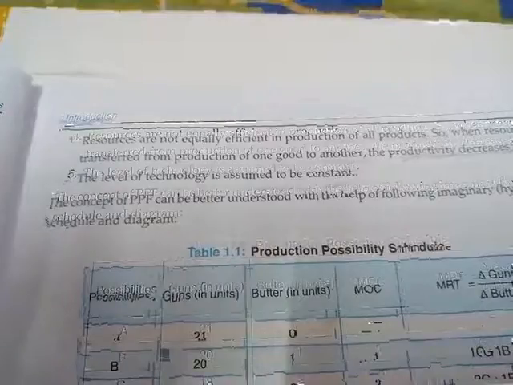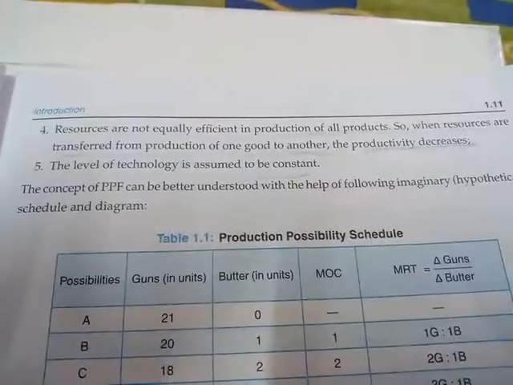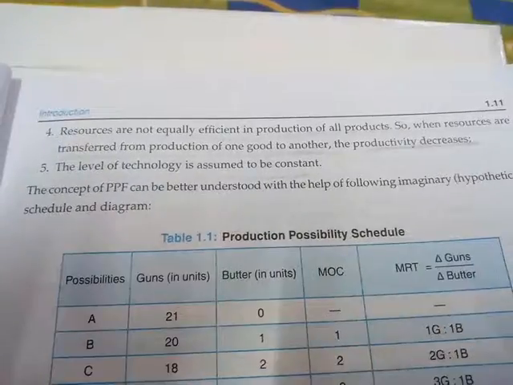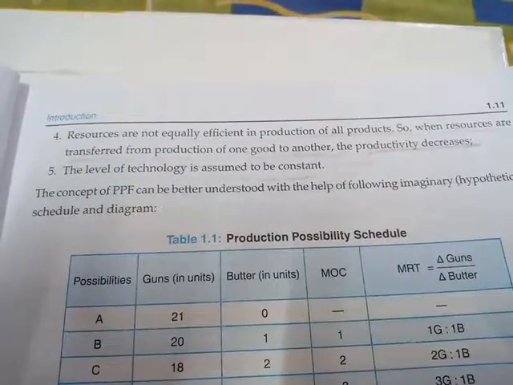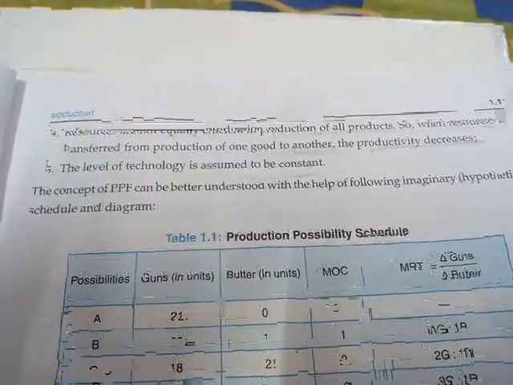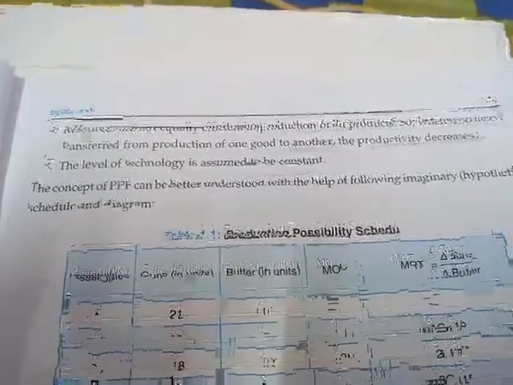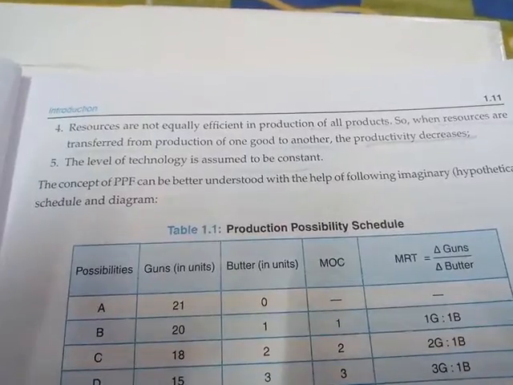It will help to produce butter, but the production will be a little bit less of butter compared to gun, because that resource was used totally to produce gun. It has the power to produce butter, but in lesser quantity. Okay. Fifth, the level of technology is assumed to be constant. Means whatever technology you are using, whatever techniques, innovative things you are using, it is assumed that it is constant.